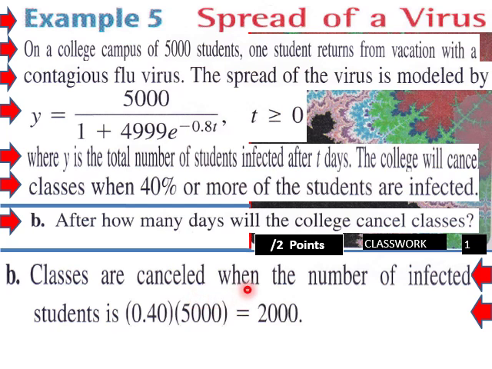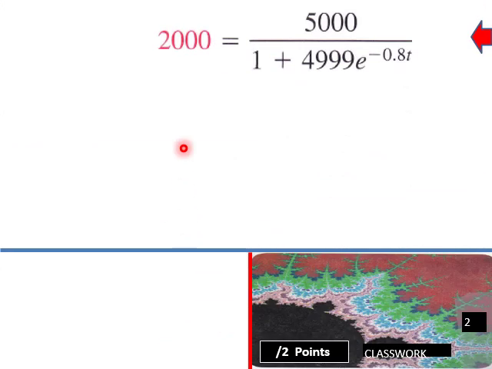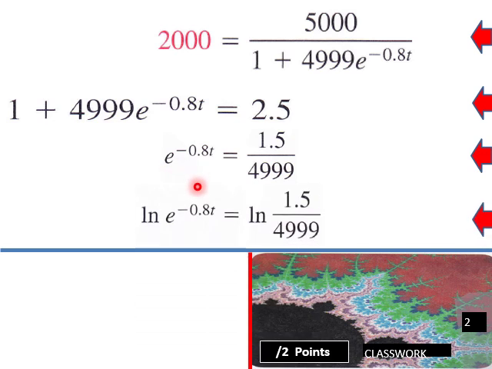So classes are canceled when the number of infected students is 0.4 times 5,000. So what we need to do is make this equal to 2,000, and we'll solve for t. So when we do that, we have 2.5. We move this over here, move this over here. So they have 1 plus 49.9 e to the negative 0.8t equals 2.5. And we move this over here, so it becomes 1.5 over 4.9999 e to the negative 0.8t.